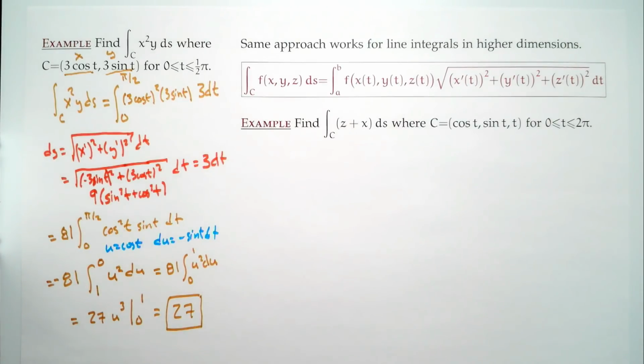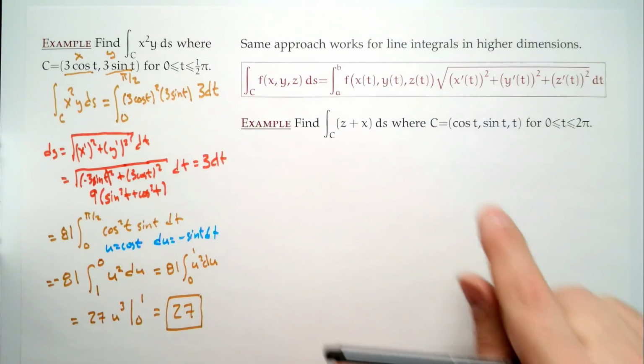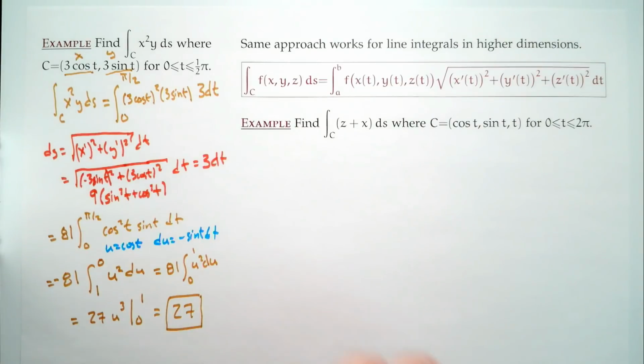So here's an example in 3 dimensions. Find the integral along the curve of the function z plus x ds, where the curve is cosine t, sine t, and t. Now, do we know what this curve looks like? Cosine t, sine t, t.